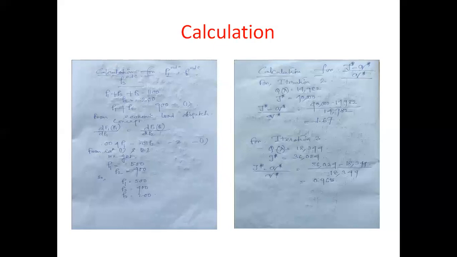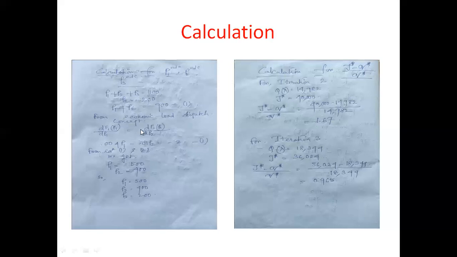So P3 is generating 200 units, so it remains that P1 plus P2 equals 1100 minus 200, that is 900. And now we are approaching the economic load dispatch concept. So the first order derivative of F1 equals the first order derivative of F2 with respect to P1 and P2, that is, dF1(P1)/dP1 equals dF2(P2)/dP2.